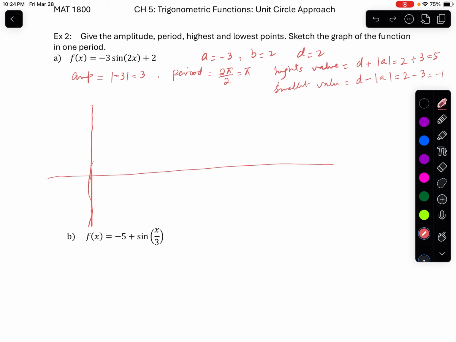Yeah, I didn't leave enough space here. I think I should have left more space, so a bigger graph.